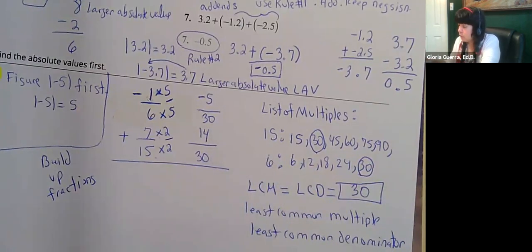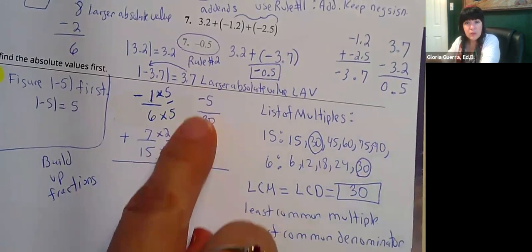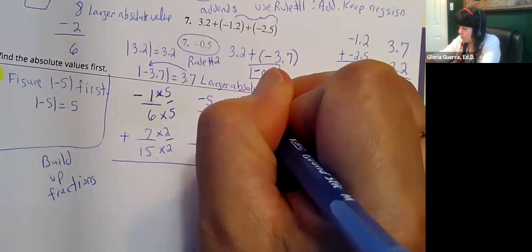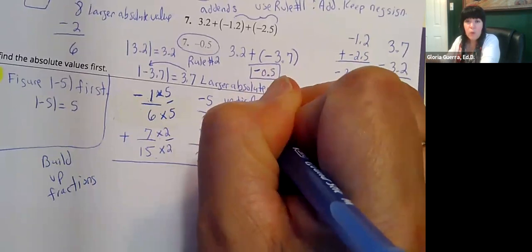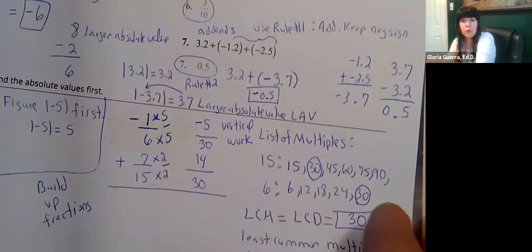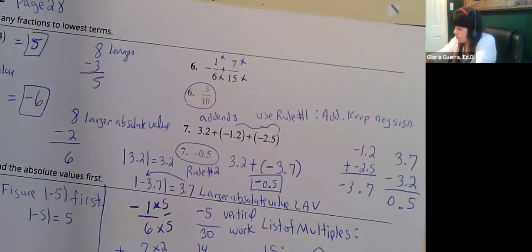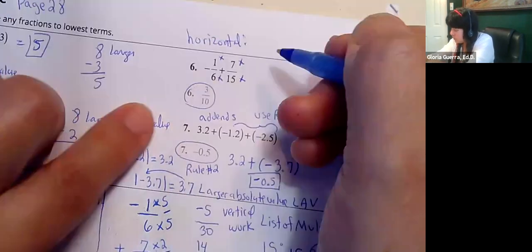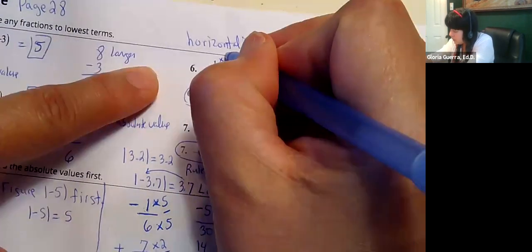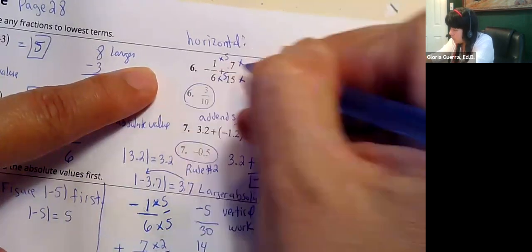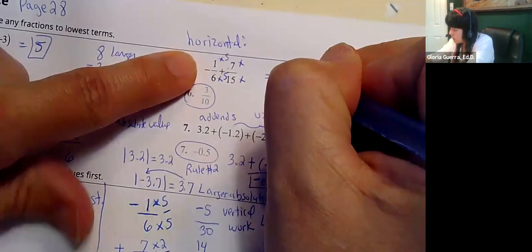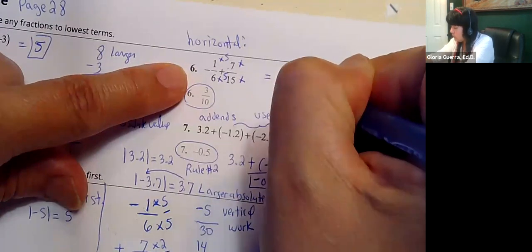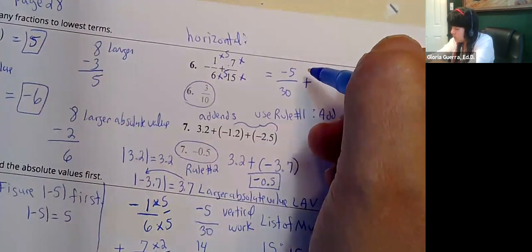So you can show your work this way, going up and down like this. This is called vertical work. Or you can show your work horizontally like this. This is horizontal work right here. So on the 6, you would multiply the 6s times 5 here. Negative 1 times 5 is negative 5. 6 times 5 is 30, plus. And on the 7/15, you multiply 7/15 times 2.